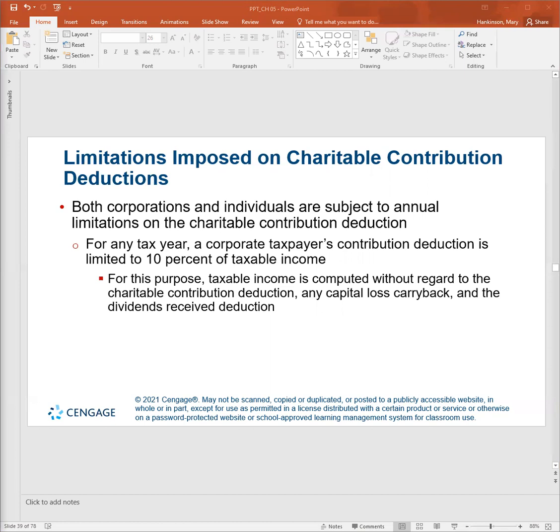Any carryforward is combined with the contributions made in the carryforward year, with the total subject to the 10% limitation. So in applying this limitation, the current year's contributions must be deducted first, and the carryover amounts from previous years are deducted in order of time.